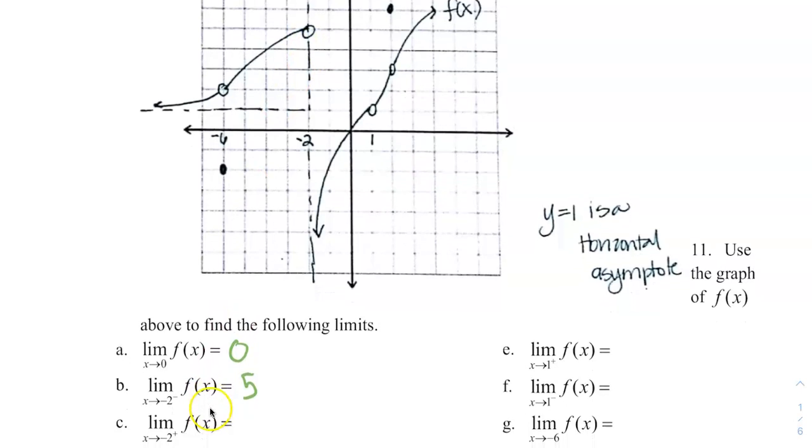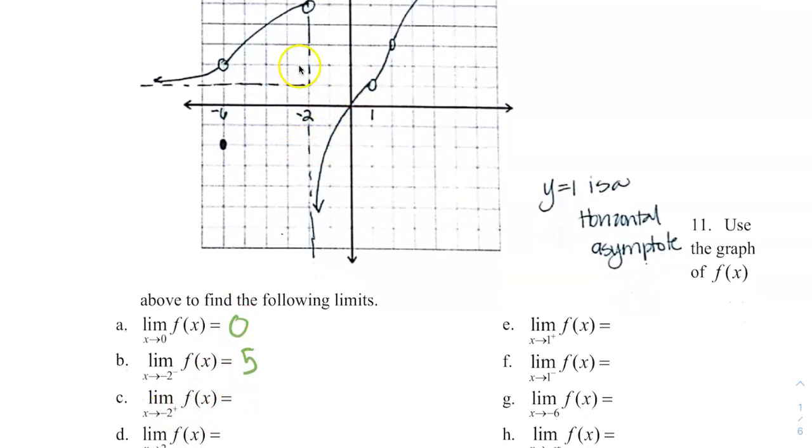The next one's limit as x approaches 2 from the right. Well, here's negative 2 from the right. From the right, you're going down to negative infinity.